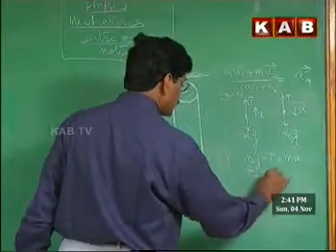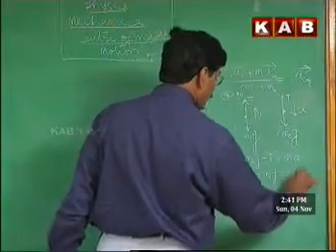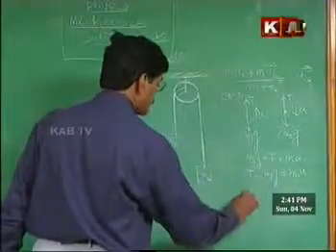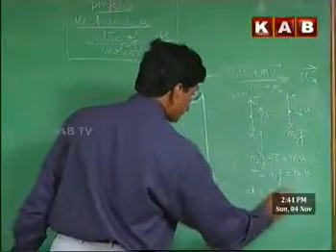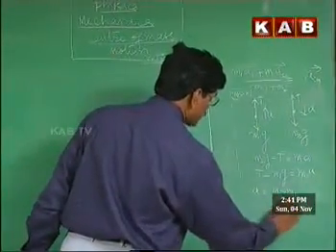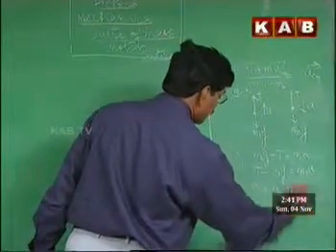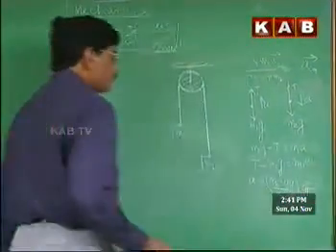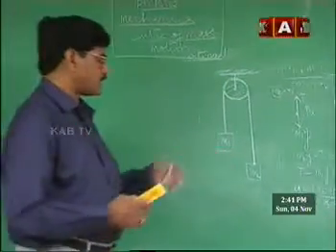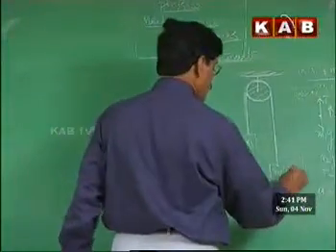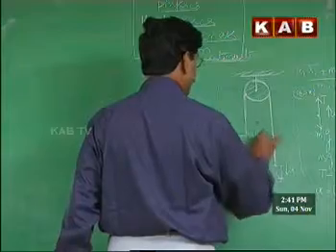minus m1g is equal to m1a. Solving these two equations, we get a is equal to (m2 minus m1) by (m2 plus m1) into g. Now, this is the magnitude of acceleration of this downwards and this upwards.